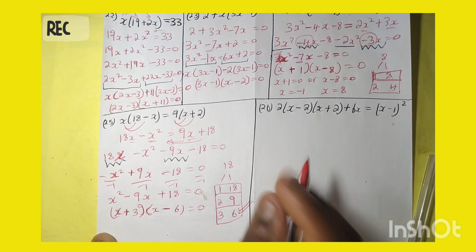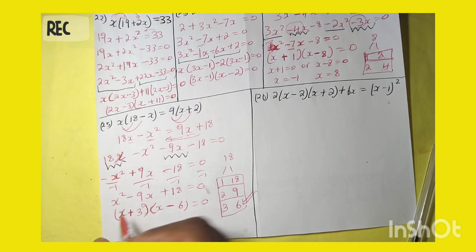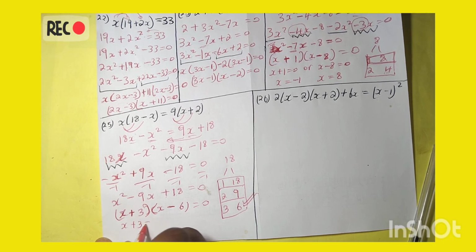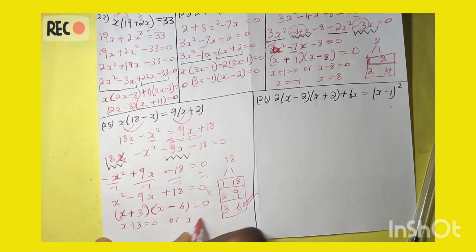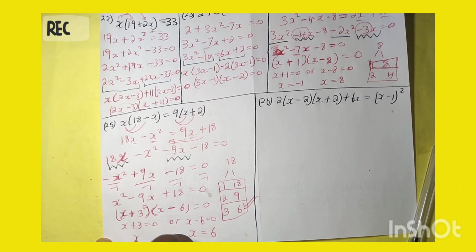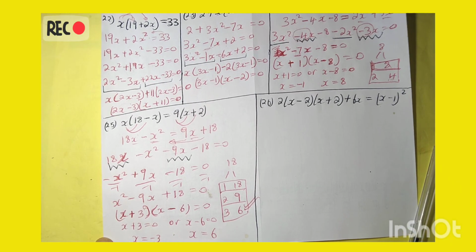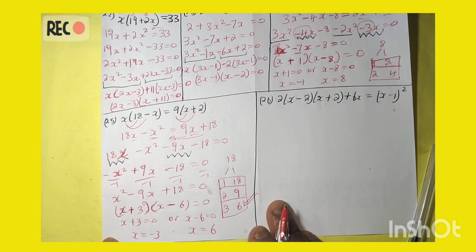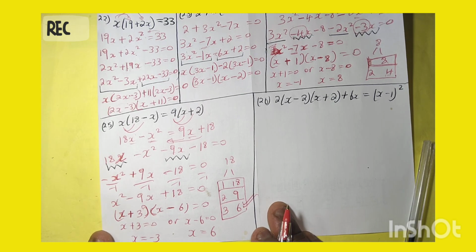Do you see? Then now you equate each factor to 0. Meaning this will become positive 6, or by 0, this one will become negative 3. Just like that. Those are the two answers you're supposed to get.